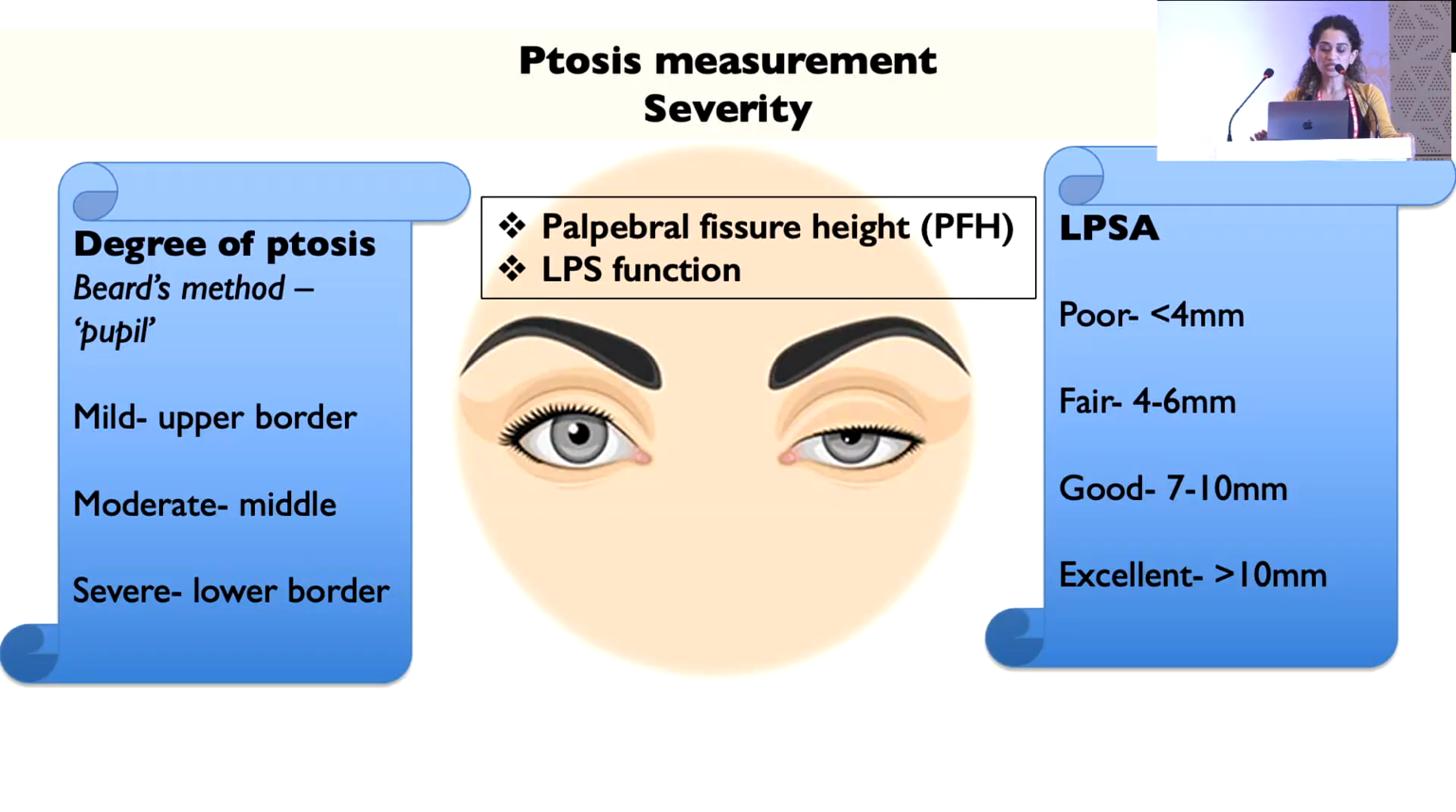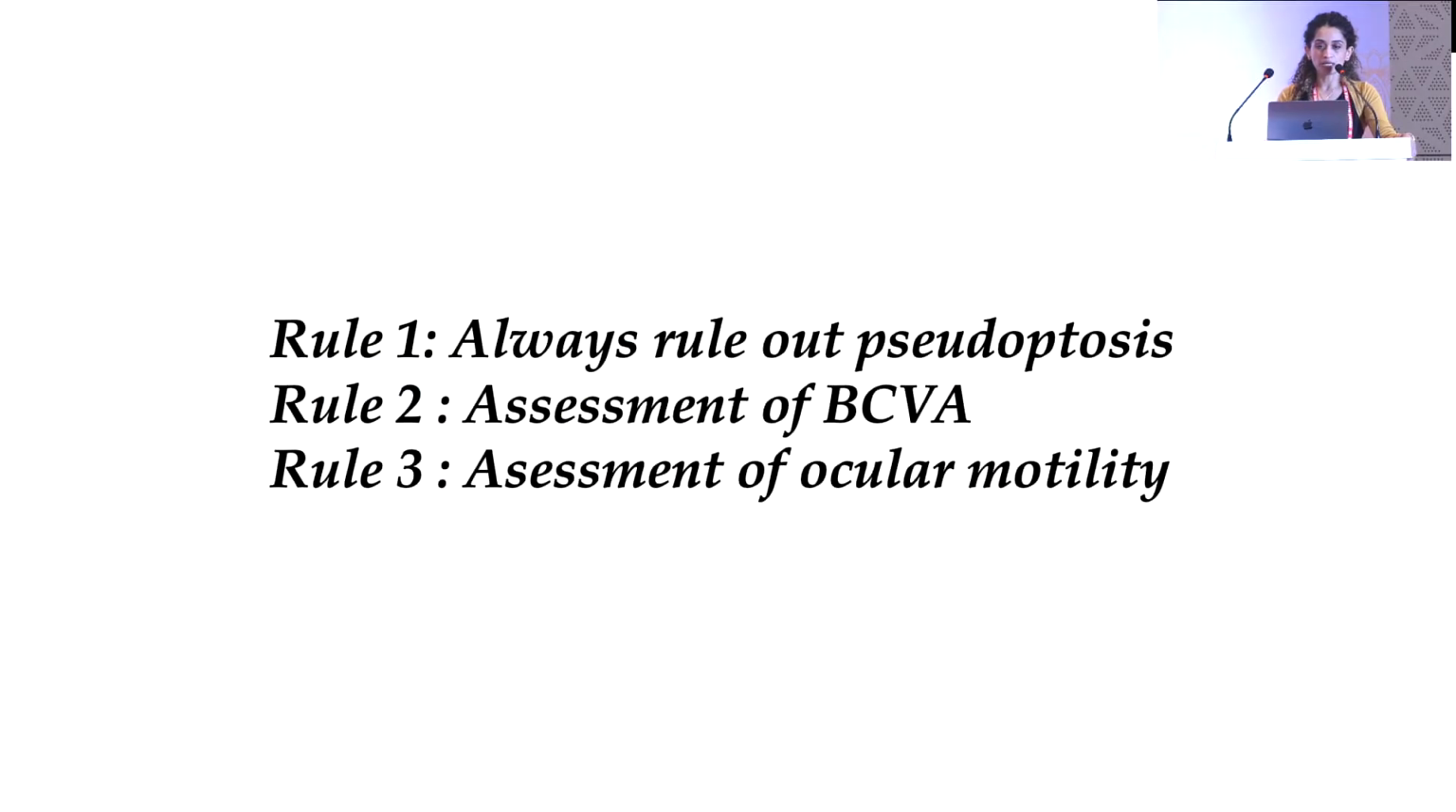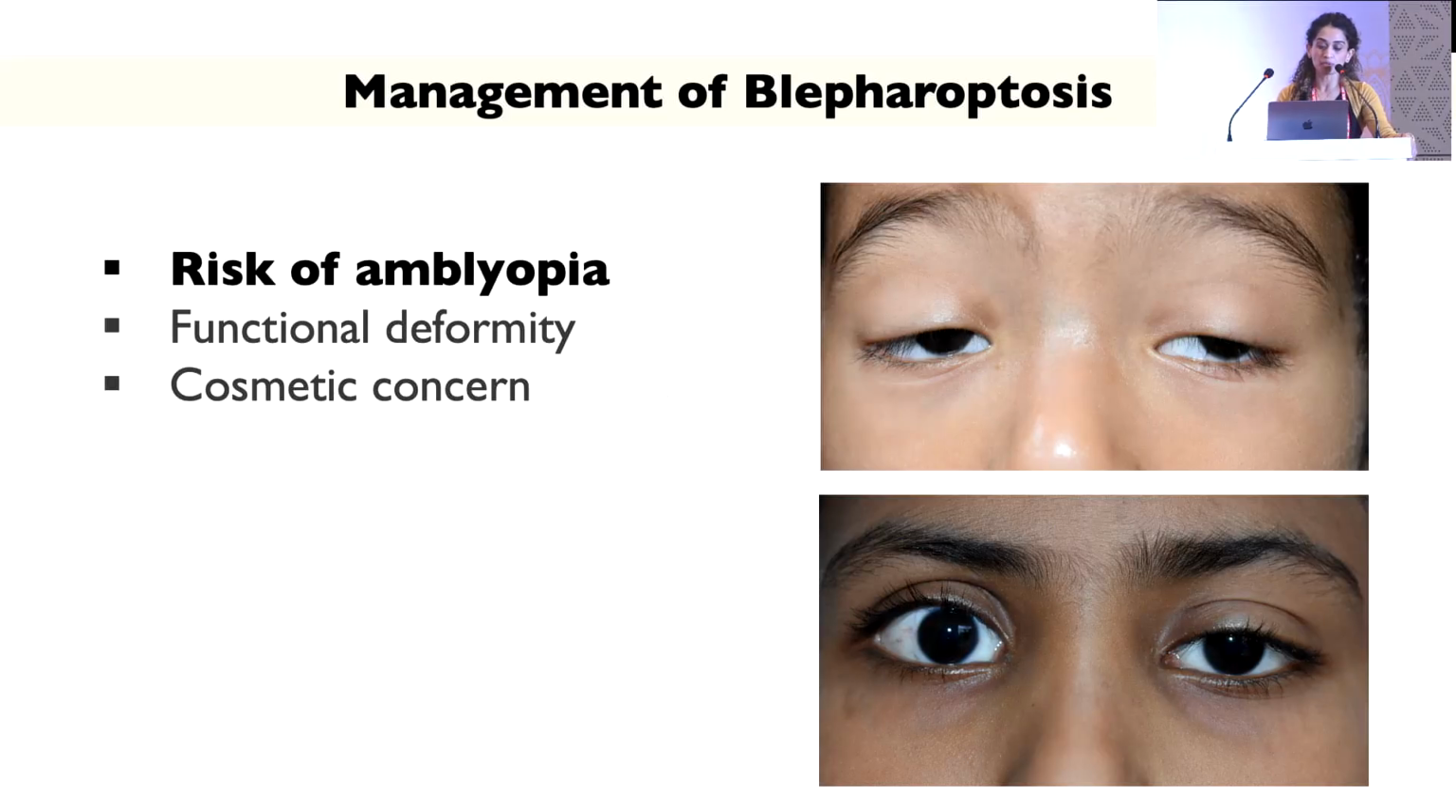Now, ptosis measurement and the severity, how you classify it, basically depending upon the degree of ptosis, and that's called the Beard's method, depending upon the pupillary reflex and whether the eyelid is at the upper border, in the middle of the pupillary reflex or in the lower border of the pupillary reflex. And that is how we say mild, moderate and severe, and also depending upon the LPS action. Always rule out pseudoptosis. Assessment of best corrected visual acuity and assessment of ocular motility is important.